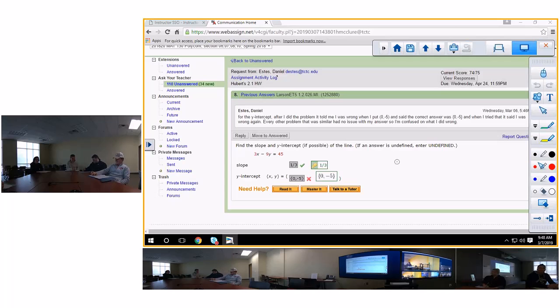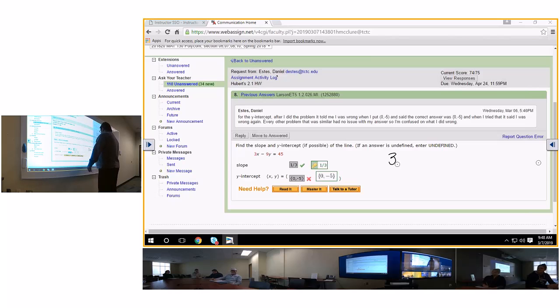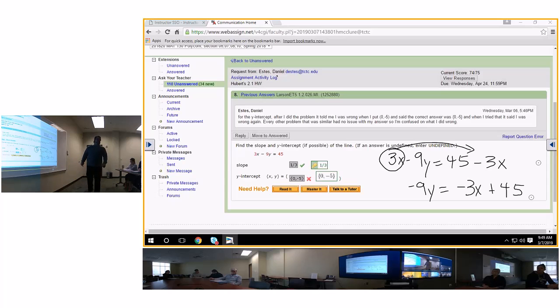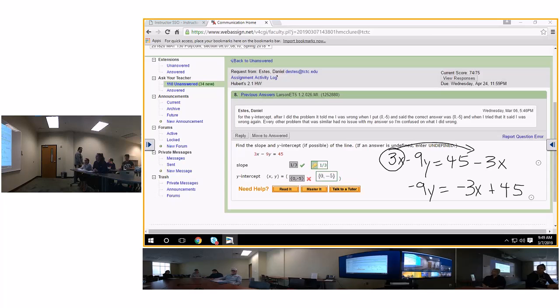So, 3x minus 9y equals 45. Take the 3x, cross the river, it becomes minus 3x. Negative 9y is equal to negative 3x plus 45. Does anybody know what the number one mistake on this problem is? Anybody want to take a guess? The negative in front of the 9. You know what happens to that negative in front of the 9?